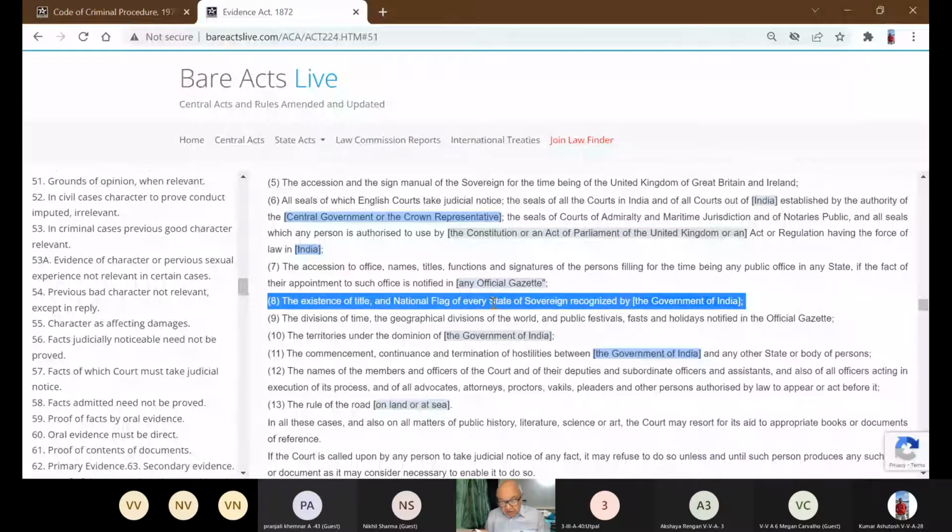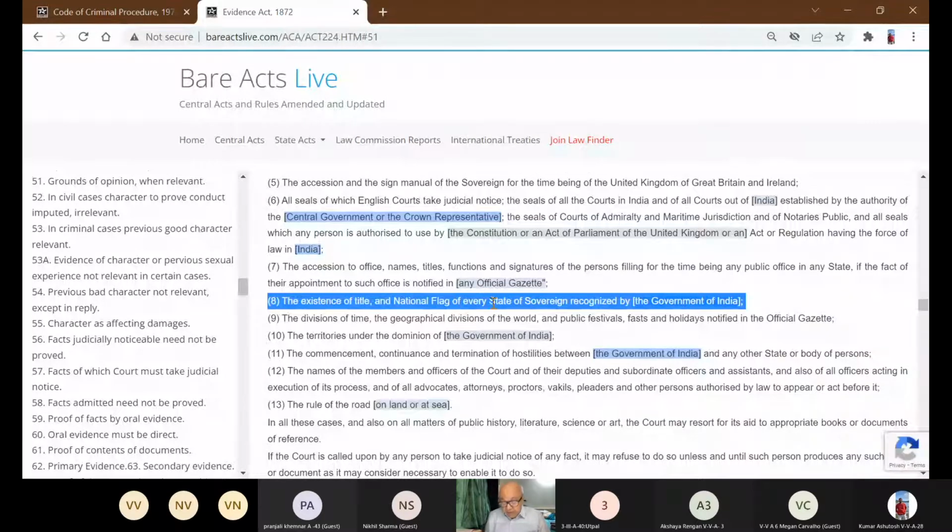Number 9, the division of time, geographical division of the world, public feasts, fasts, holidays notified in the official gazette. So the courts will take judicial notice of the holidays which are mentioned in the Negotiable Instruments Act. Under the Negotiable Instruments Act, section 80, I think I'm not mistaken, tells you the holidays which are to be given. And the division of the world over, the world map, the court will take cognizance. Germany has split into 2. Africa is split into 2. India has split into 3.